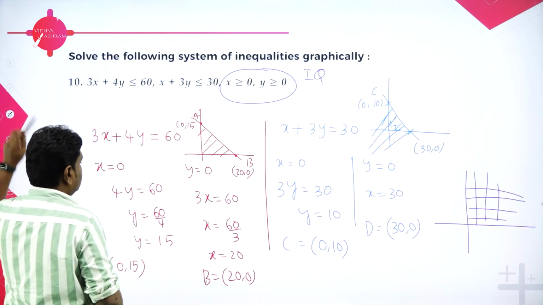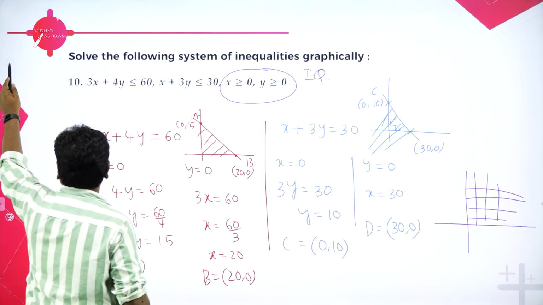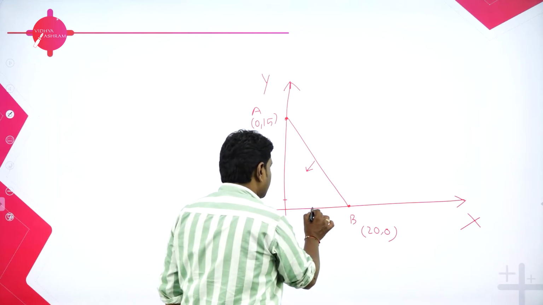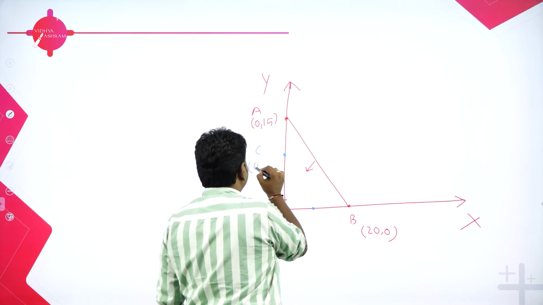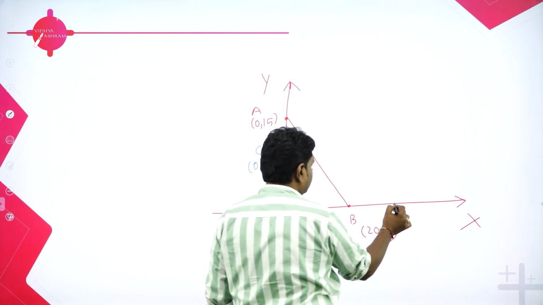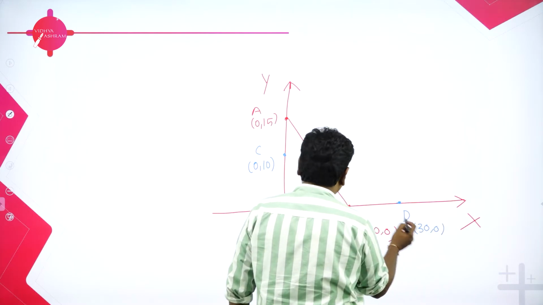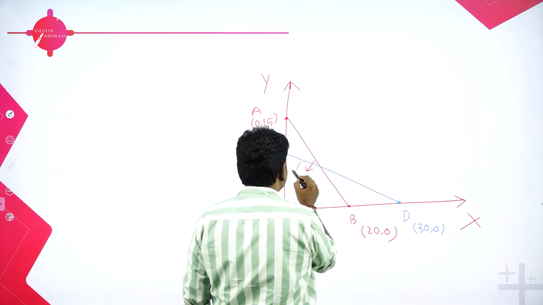Then the blue line: 0, 10 and 30, 0. Sorry, 0, 10 will be here. See, 30, 0 will be after this. So now this is the line, and shading again goes down.